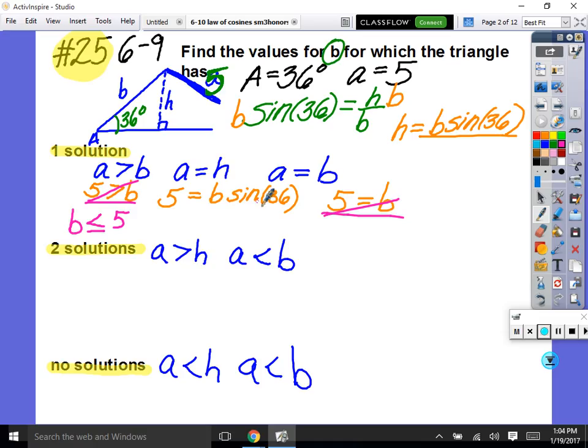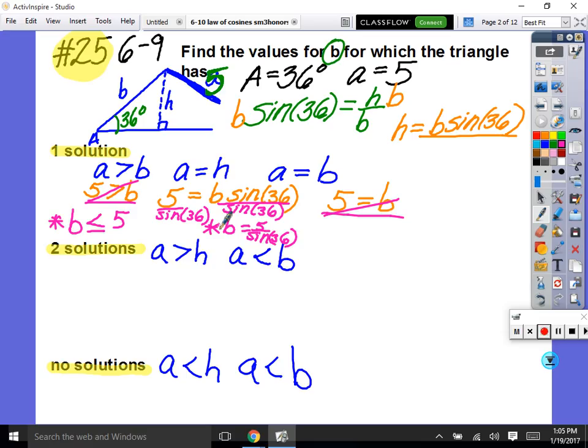And then also, if we divide both sides by sine of 36, then it's also true that we have one solution if B is equal to 5 over sine of 36. So that would be your answer for one solution. That was kind of hard to figure out how to go about that, I'm not going to lie. It was pretty hard to just go about it.